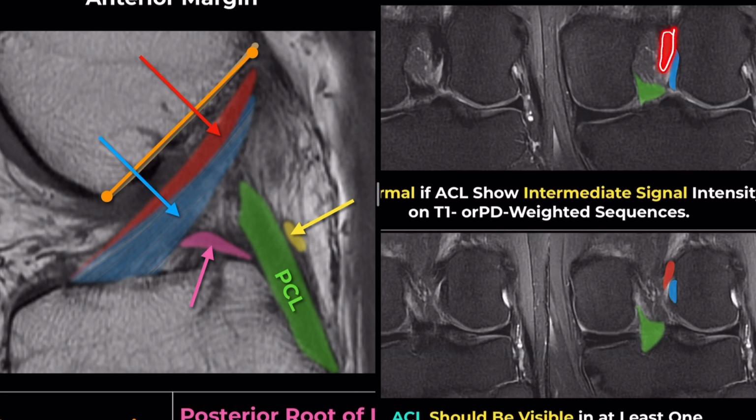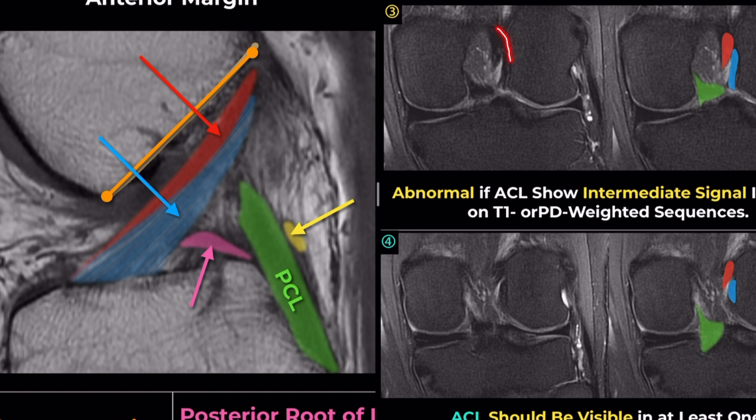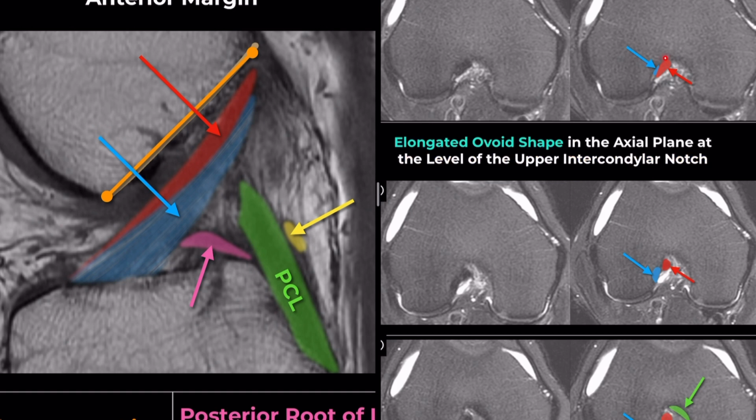As explained with the coronal image, the fluid signal should not be present in axial images within the proximal ligament fibers or in the space between an ACL and the sidewall of the lateral femoral condyle. If a fluid signal is visible here, it indicates an ACL tear.